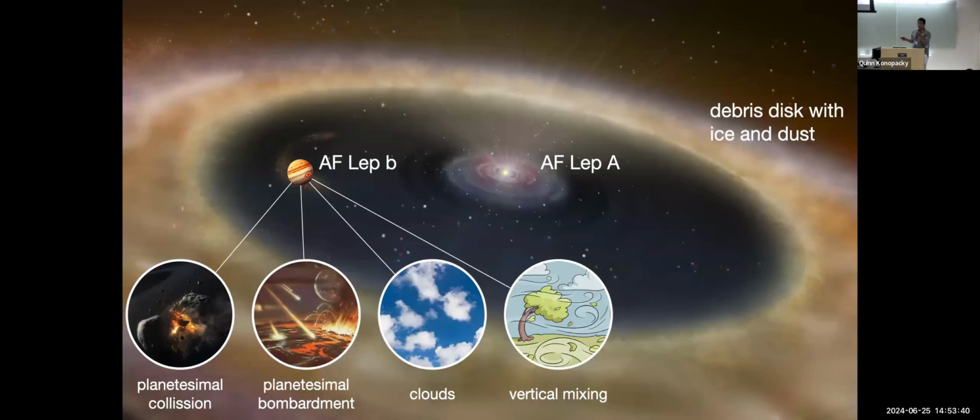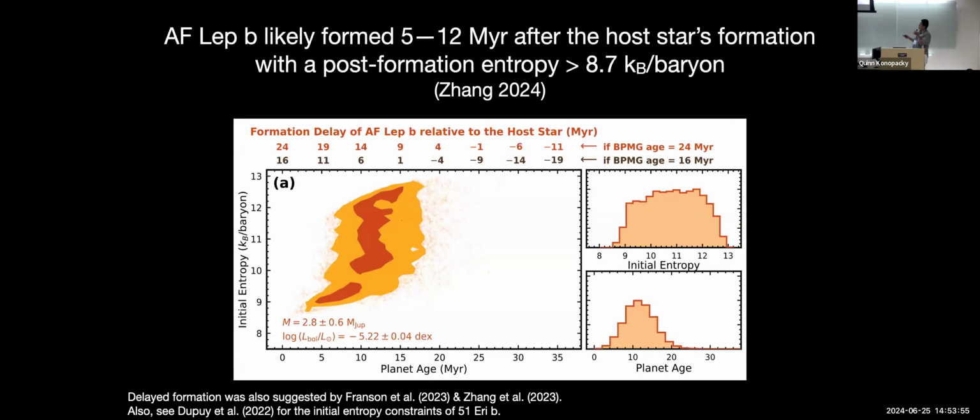And this kind of metal enrichment probably can be put into context with the existence of the debris disk. There might be some kind of chemical evolution of the atmosphere of this planet that causes this high metal enrichment. So another interesting fact about AF Lab is that it's perhaps the only one so far for which we can constrain both the formation entropy and also the timescale of this formation.